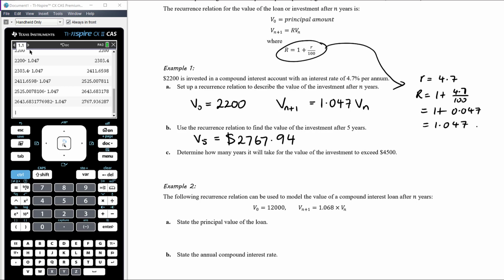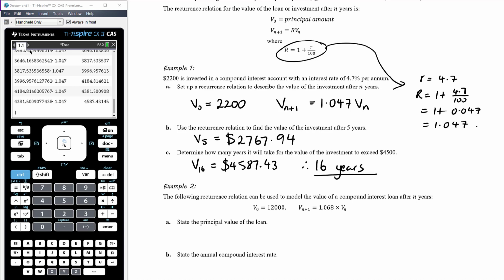Determine how many years it will take for the value of the investment to exceed $4,500. Okay, so let's just continue to recur our recurrence relation. So this is 5 years we're at now, so let's keep going until we get past 4,500. 6 years, 7 years, 8 years, 9, 10, 11, 12, 13, 14, 15, 16. That's our first one. So V16 is $4,587.43. So therefore it's going to take 16 years for the value of our investment to go from 2,200 to more than 4,500.